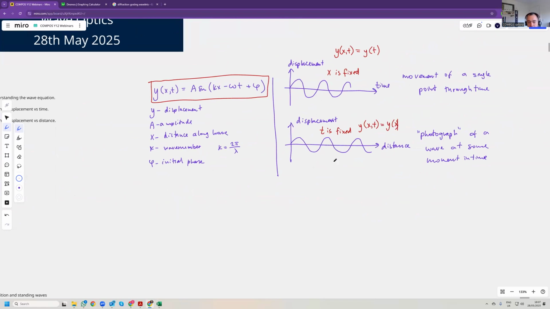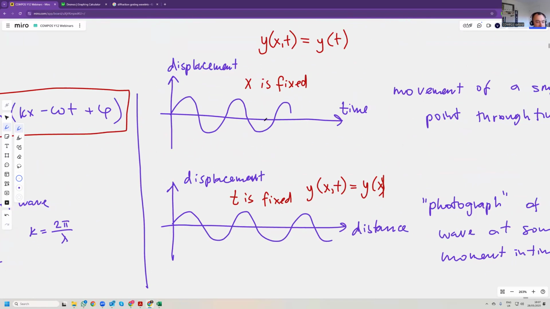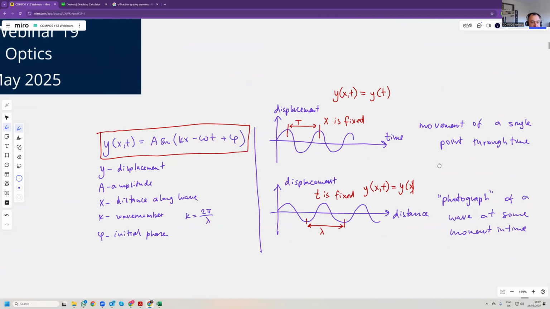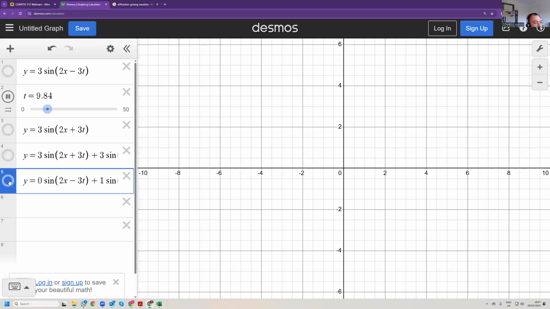So these two graphs, you should have encountered them in your A-level course. And for this graph, this is the time period, T. Whereas here, if you take the distance between peaks, that's the wavelength. And let's play around with this a little. Let's take this equation, just draw a function.